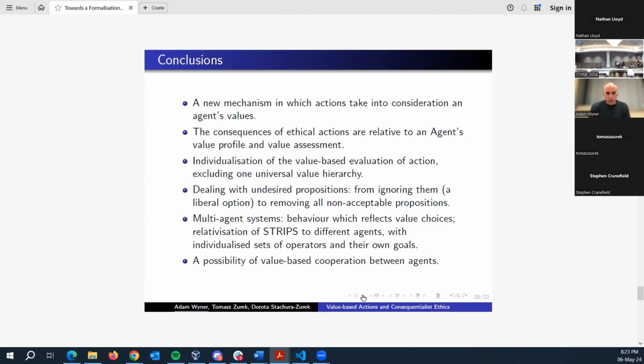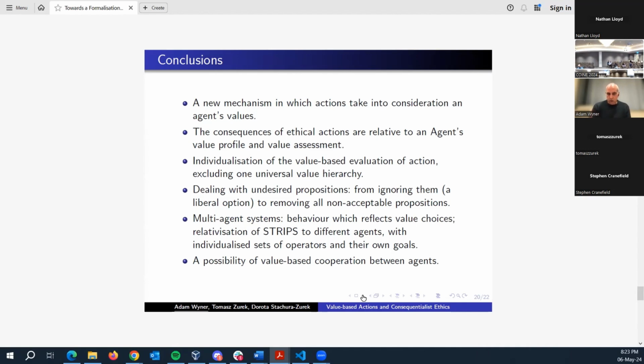So the mechanism takes into consideration the agent's values. The consequences of the actions are relative to the agent's value profile and value assessment. They're individualized relative to the agent, because it's the agent that's determining what their value profile is in the value assessment. So there's not an assessment with respect to a universal hierarchy of values. We can deal with undesirable propositions by either ignoring them in a liberal option or removing them, as I just mentioned.